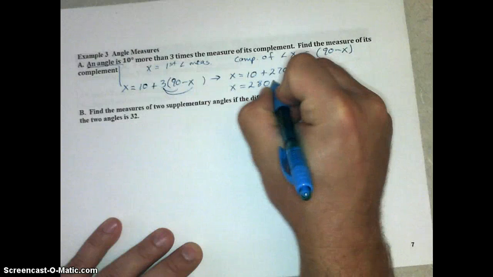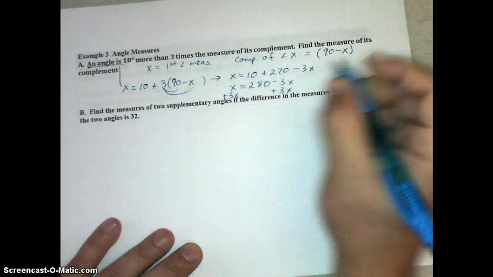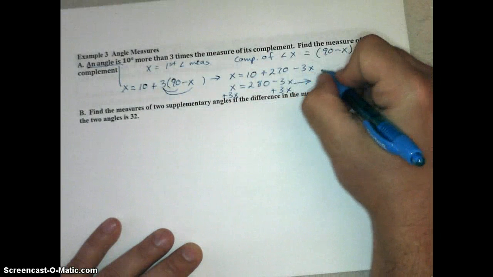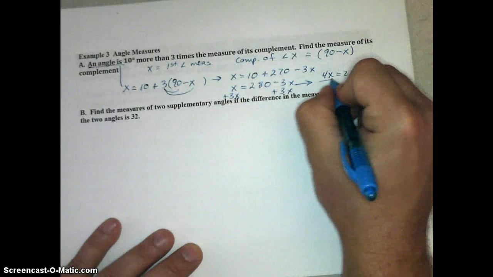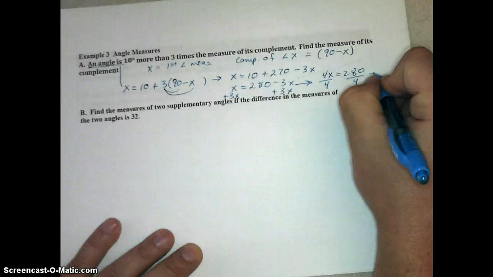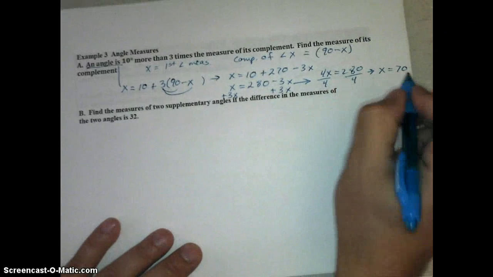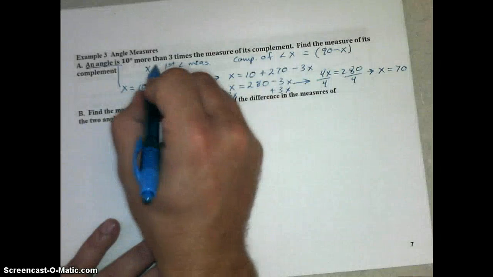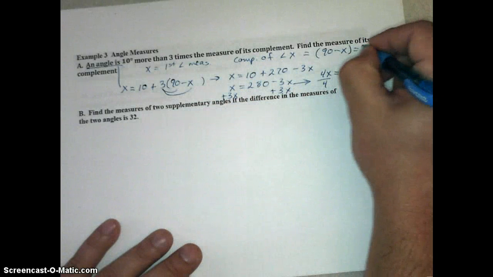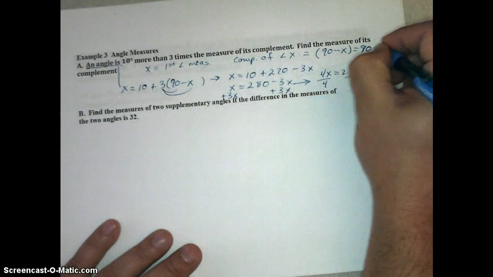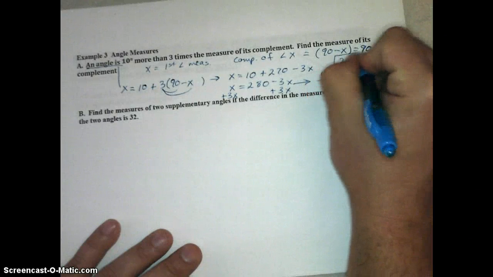which gives me 280. And I can add 3x to both sides. So I have 4x equals 280. And lastly, we divide by 4 to get that x equals 70. 280 divided by 4 is 70. Now, that is the first angle measure we found. We found x is 70. The complement of x would be 90 minus 70, which is 20 degrees. So our complement, 20 degrees, is our final answer.